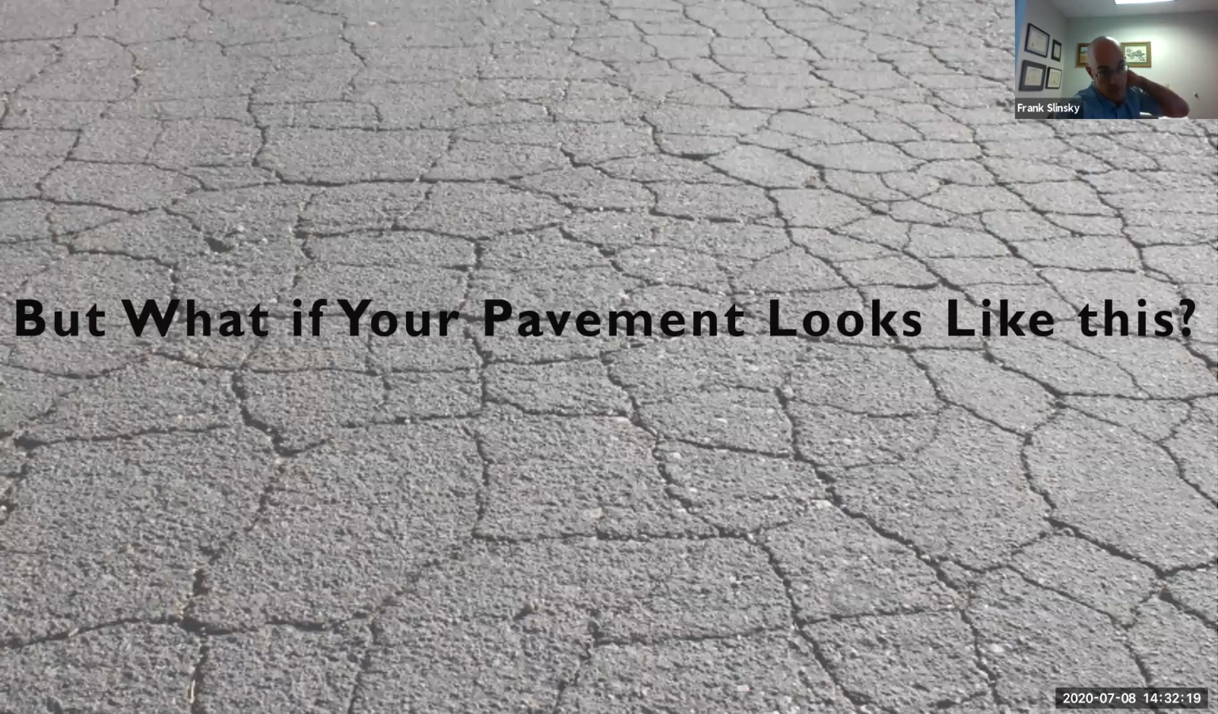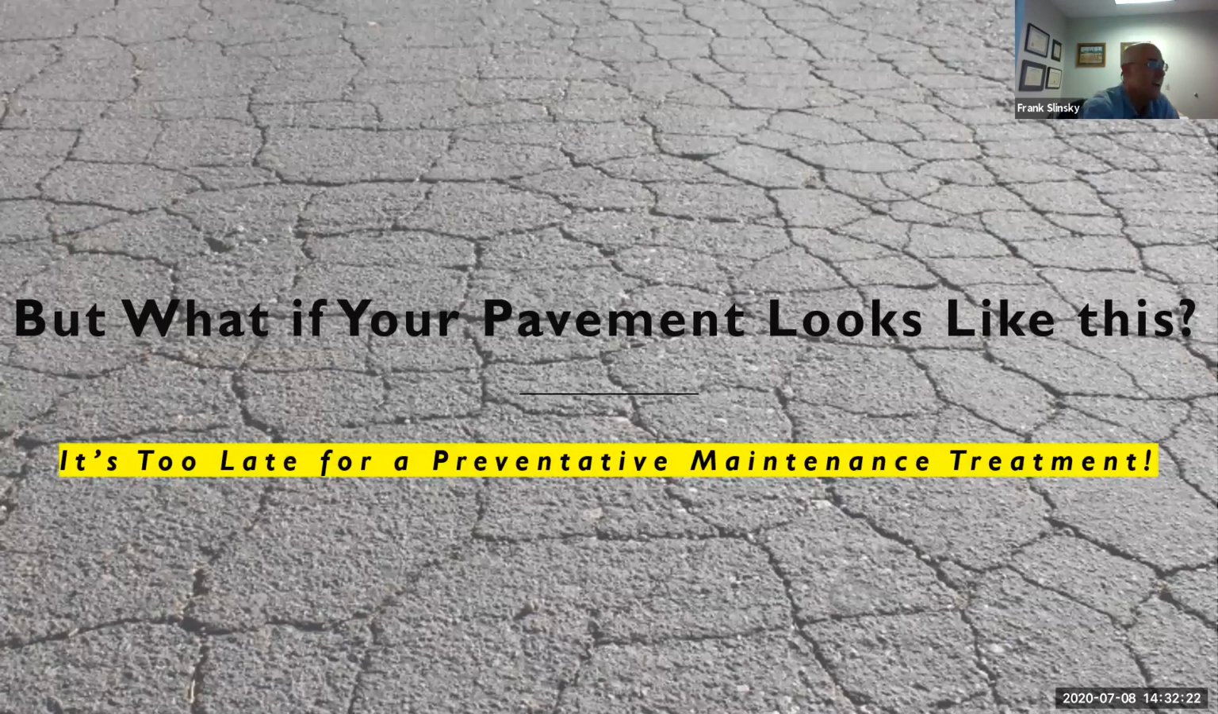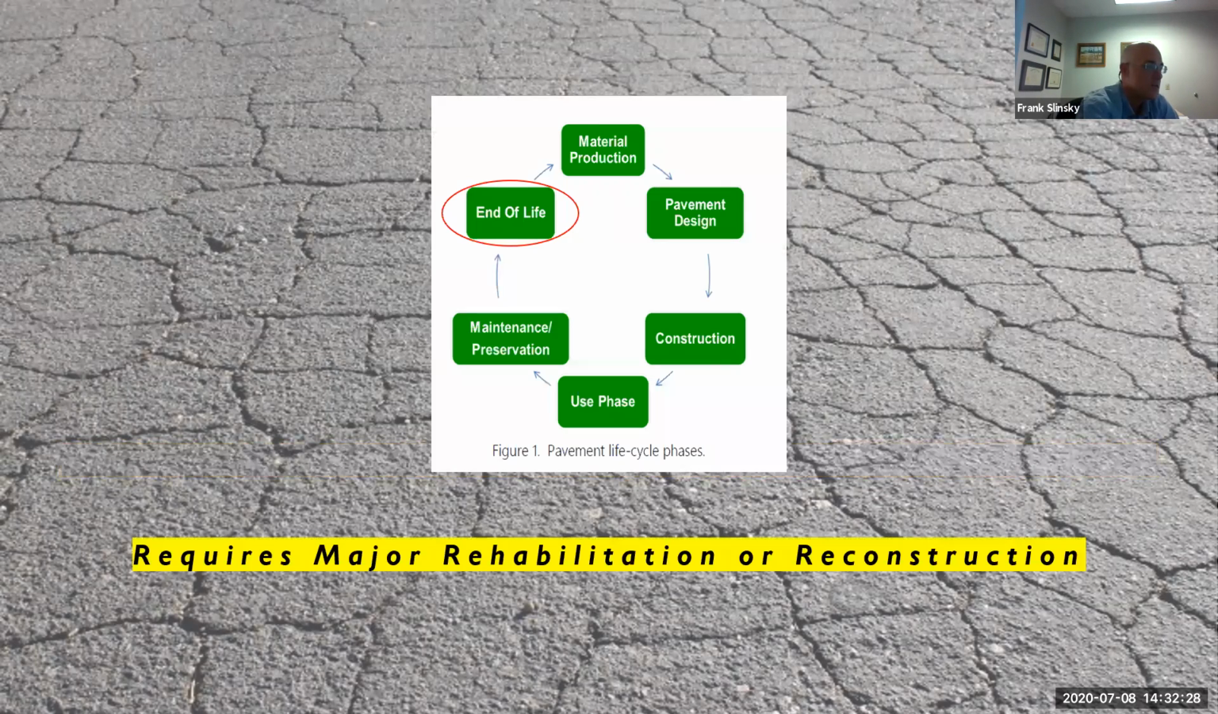So what if your pavement looks like this? It's too late for preventative maintenance treatment. Requires major rehabilitation or reconstruction. This is what we call our end-of-life phase.